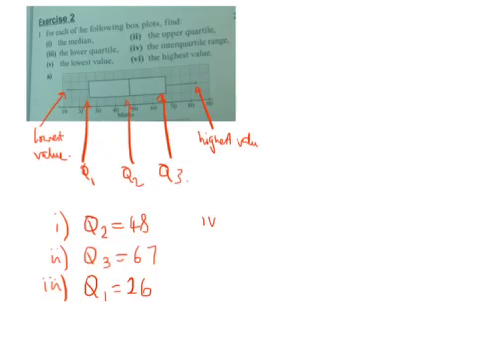Part 4, the interquartile range, remember, is Q3 minus Q1. Q3 was 67, Q1 was 26. And 67 minus 26 is 41.